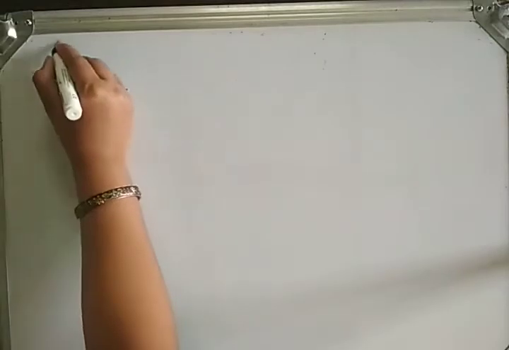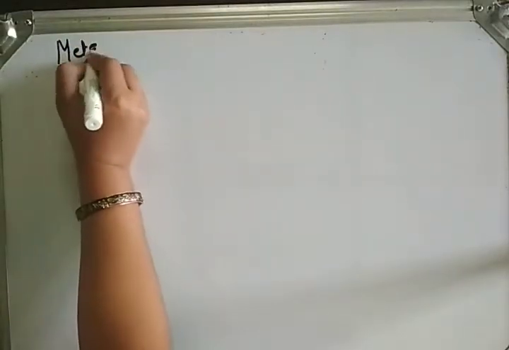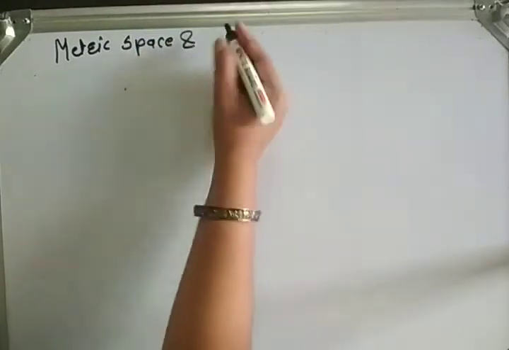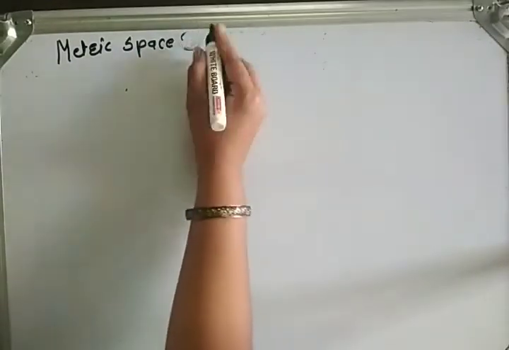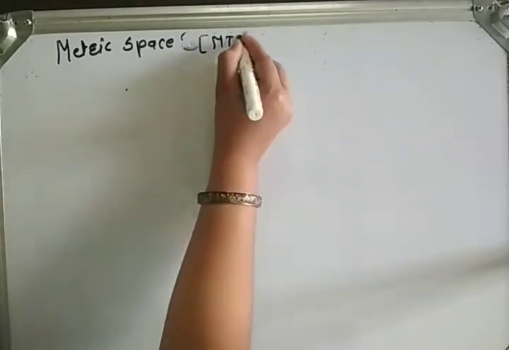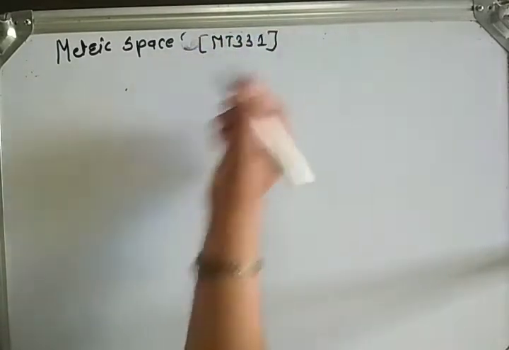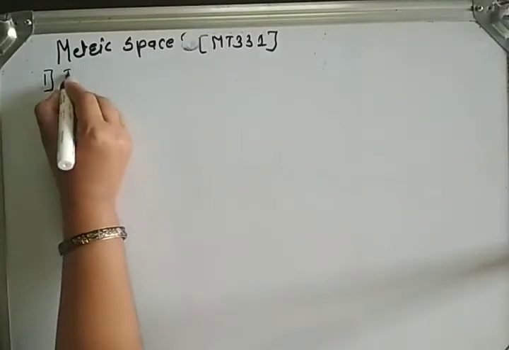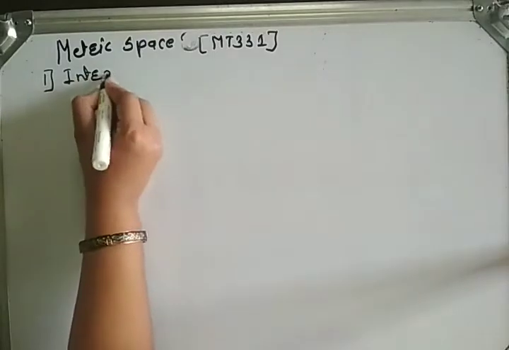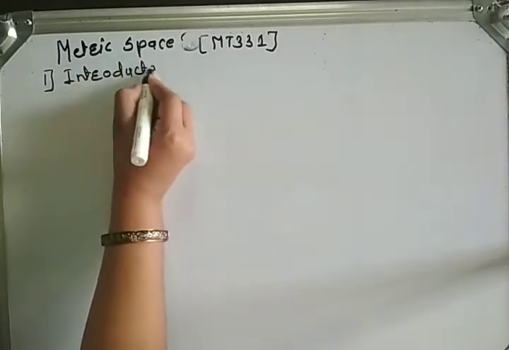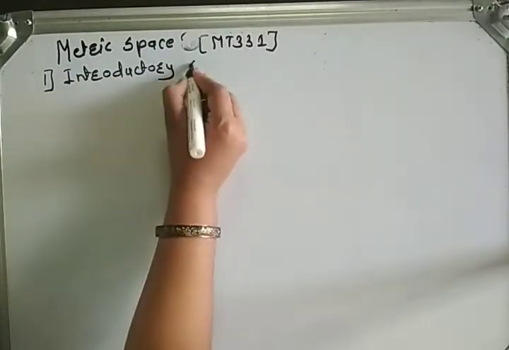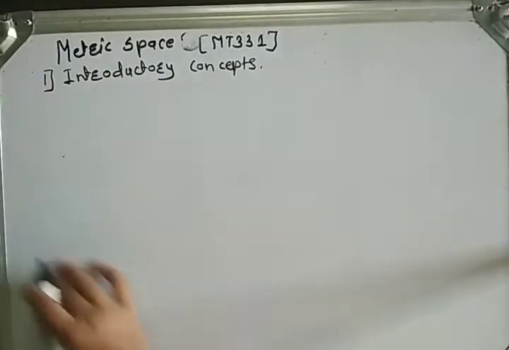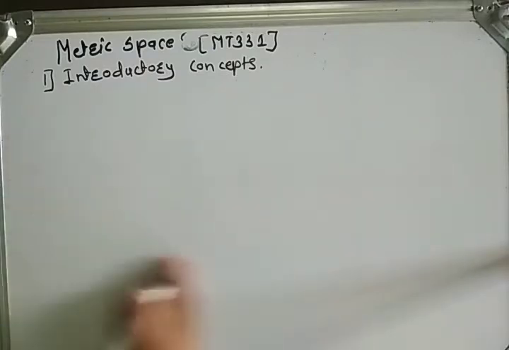The course name is Metric Space and its code is MT331. In this course, the first chapter is Introductory Concepts. First we will see properties of distance.